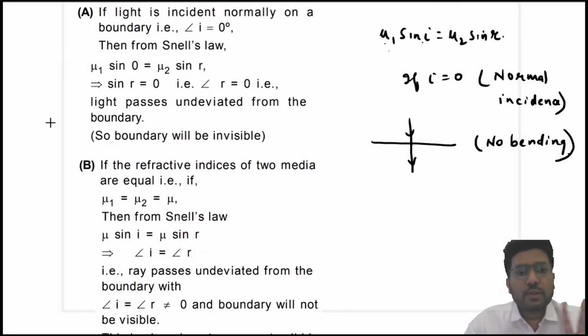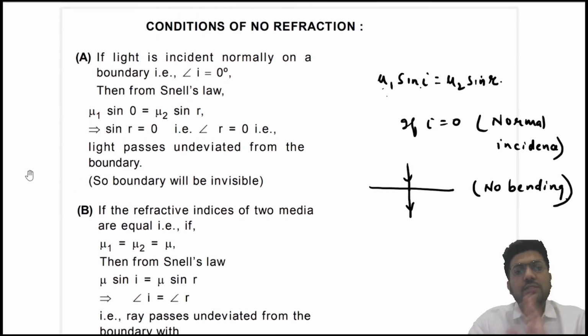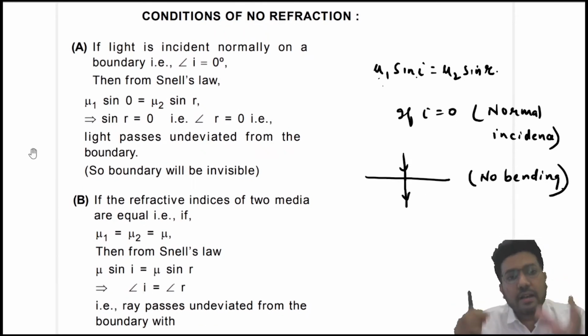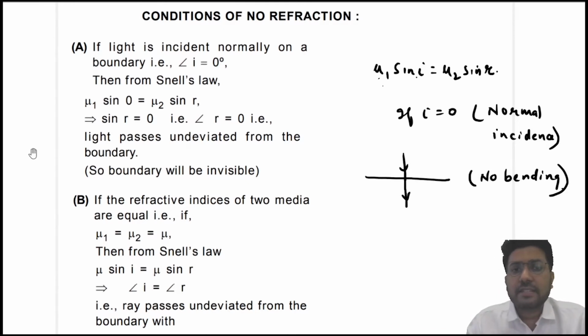So there are two possibilities when there is no refraction. The first possibility is when the light ray is incident perpendicularly, that is I is 0, R is 0, then there will be no bending. Or the second thing is when the refractive index of both the media is the same. If the refractive index of both the media is the same, then light will not bend. Why? Because I will become equal to R according to Snell's law, right?